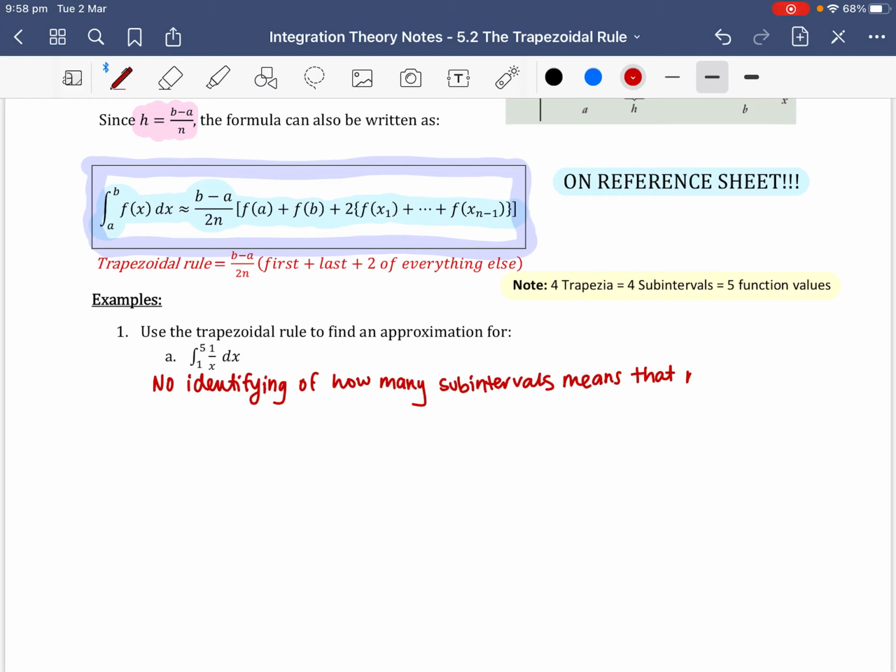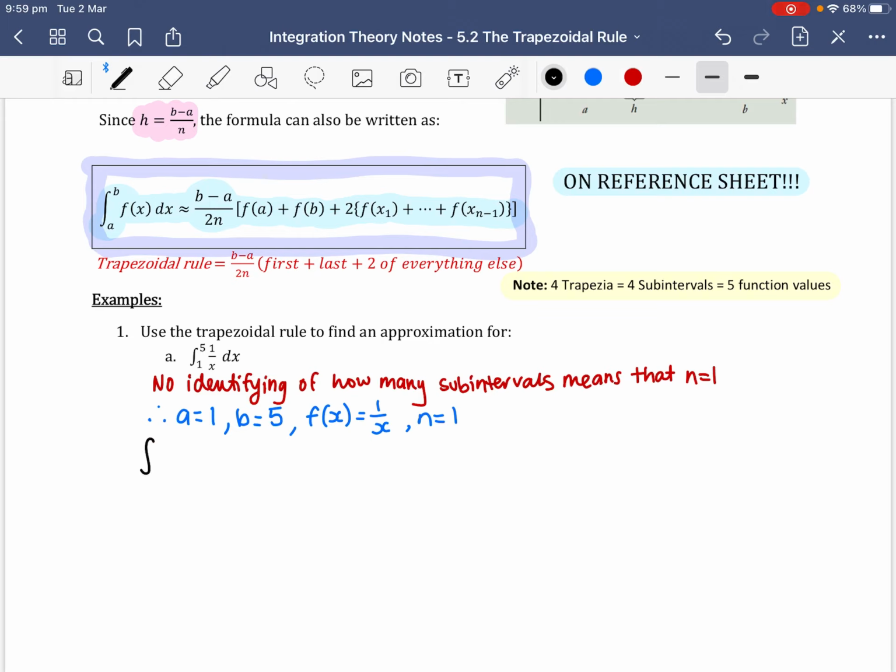So that means that n equals 1, meaning that we only have one subinterval, one trapezia. Now it's also very important to identify what our a, our b value is, and what our f(x) is, as well as our n value. So we're going to write, therefore, our a is our number down here, which is our 1. Our b is the top of our integral, which is 5. Our function in this case is 1 on x, and we know that our n equals 1.